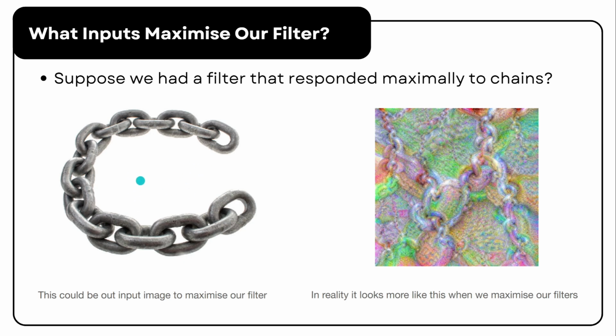image on the left. But in reality, when we actually perform filter maximization, the results look more like the image on the right: a colorful, somewhat noisy, and abstract pattern. It might seem a bit messy or confusing at first, but this is what the CNN has actually learned to recognize as the most activating features for that filter. It is really fascinating to analyze these kinds of results.